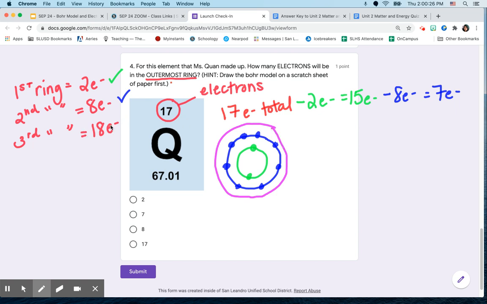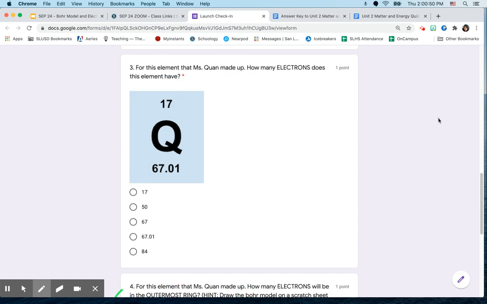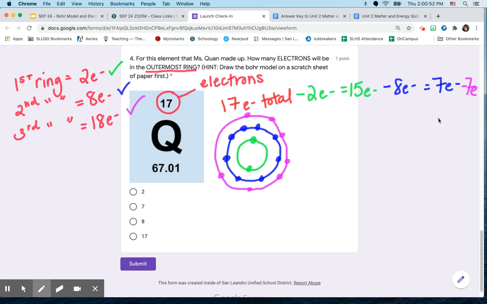notice that the last ring or the third ring fits 18. So I'm going to draw 7. All right, so 1, 2, 3, 4, 5, 6, 7. So my last ring has 7. I drew 7 because I need to draw 7 more electrons. After I drew the 7 electrons, I have drawn all 17 electrons. So I'm at 0. I drew all 17 already.